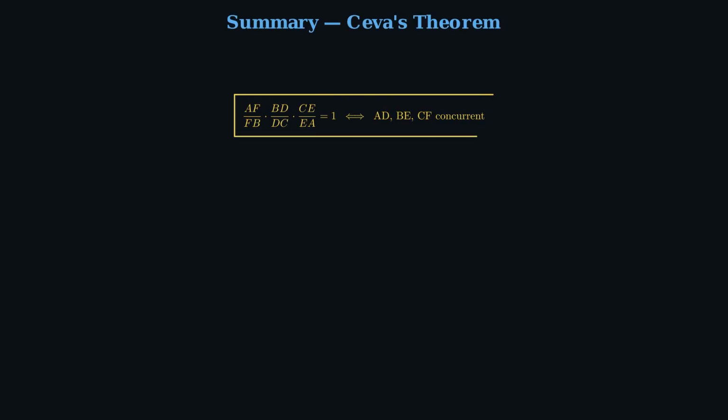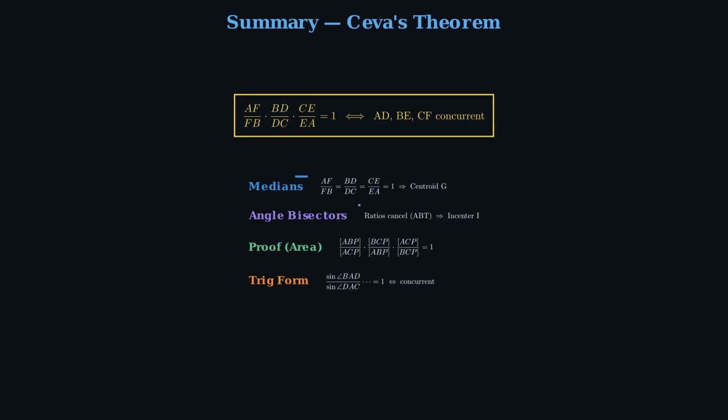Summary of Ceva's theorem. The main result. The Cevians AD, BE, and CF are concurrent if and only if AF over FB times BD over DC times CE over EA equals 1. Two classic applications. Medians. All ratios equal 1. Product is 1. So they meet at the centroid. Angle bisectors. Ratios cancel by the angle bisector theorem. Product is 1. So they meet at the incenter.